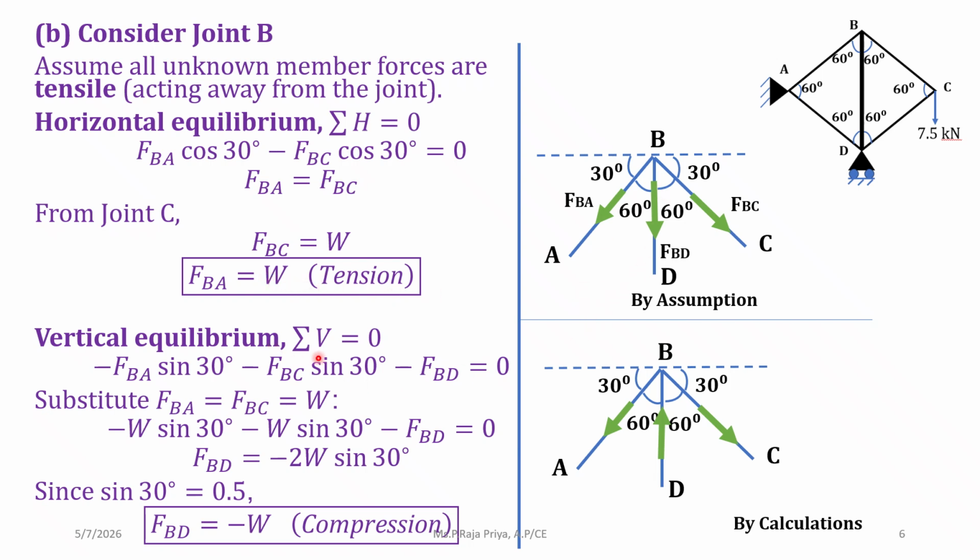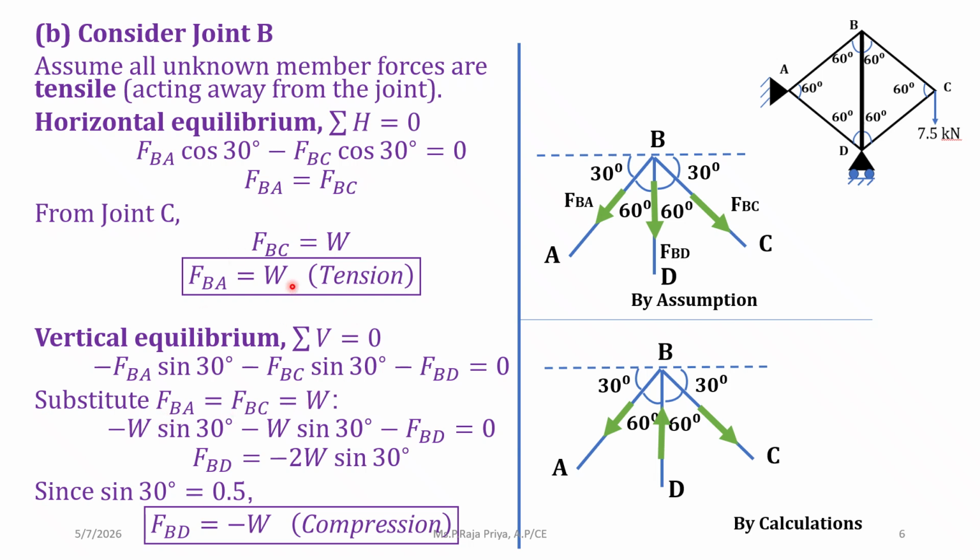And the next one is summation V is equal to 0. The vertical forces here are FBA sin 30, FBC sin 30. Both are in downward direction. So minus minus, as well as FBD is also in downward direction. So minus FBD equal to 0. All the vertical forces are in downward direction. So everything we can take as negative sign.